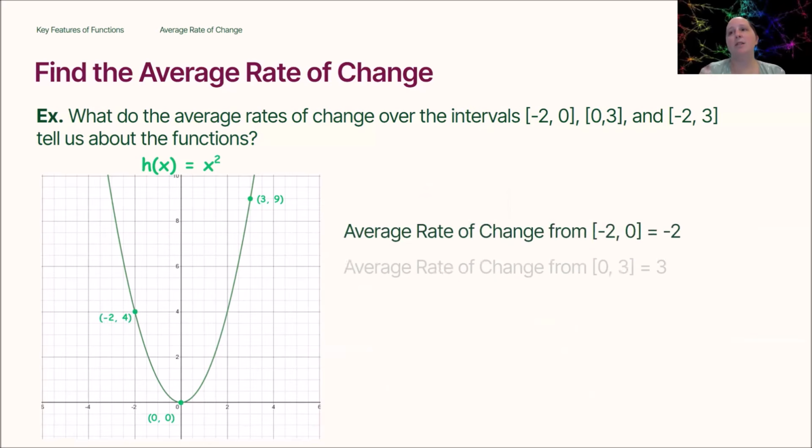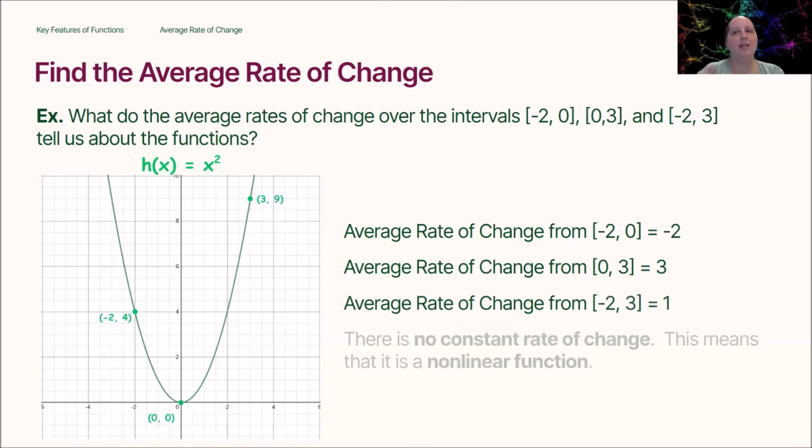So I noticed that my average rates of change in this case are different. There's no constant rate of change, which means it's a non-linear function. A linear function literally just means it's a line. So anything that's not a straight line is a non-linear function. Anytime I have a U or a W shape or anything like that, it's a non-linear function.